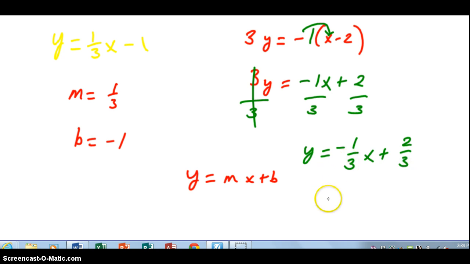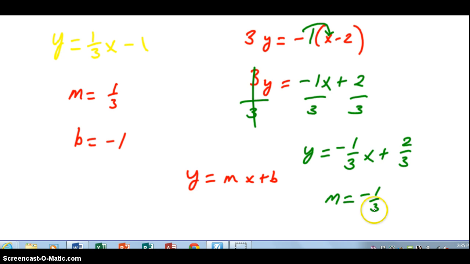Okay, so what's the slope here? Negative 1/3. Now, when you compare these two slopes, if they're parallel, they're going to have the same slope, right? Do they have the same slope? They're 1/3 and negative 1/3. My bad. So if they don't have the same slope, that means they can't be parallel.